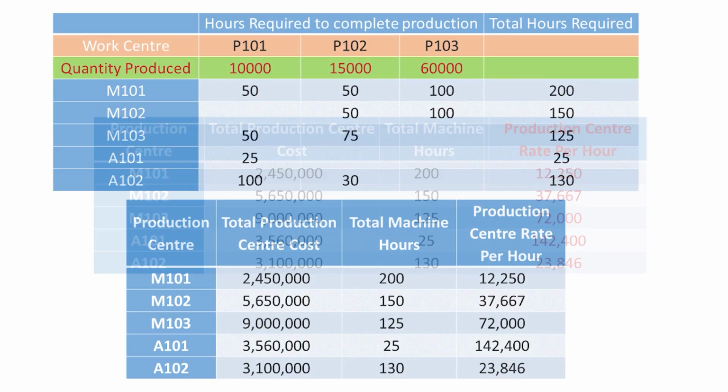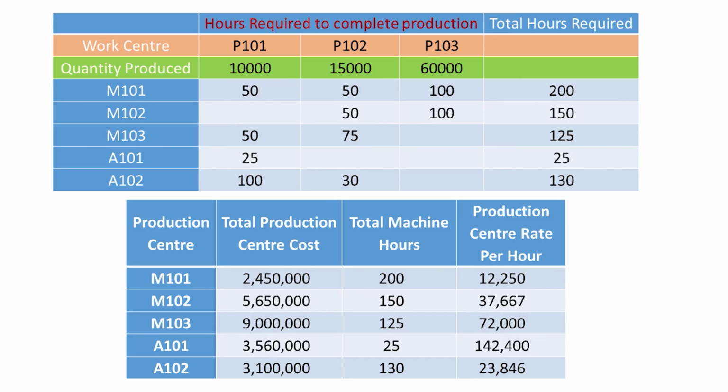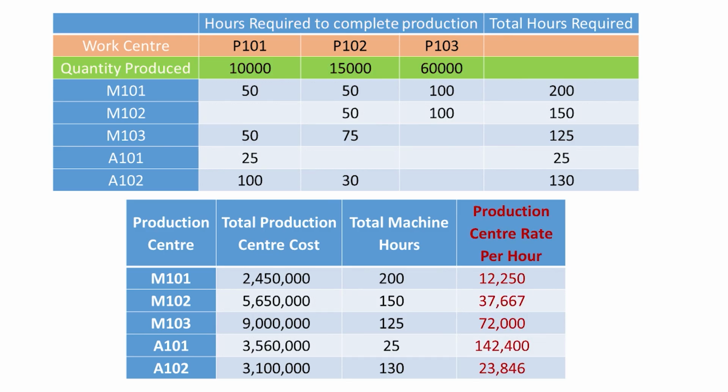Using these rates, we can charge the production center cost to the different products based on the utilization. Machine hour rate now depends on cost incurred for running the machine and also utilization of the machine. That is the reason for a very high machine hour rate for the production center A101. If cost remains the same in the next period and if the machine utilization improves, the rate per hour will fall.